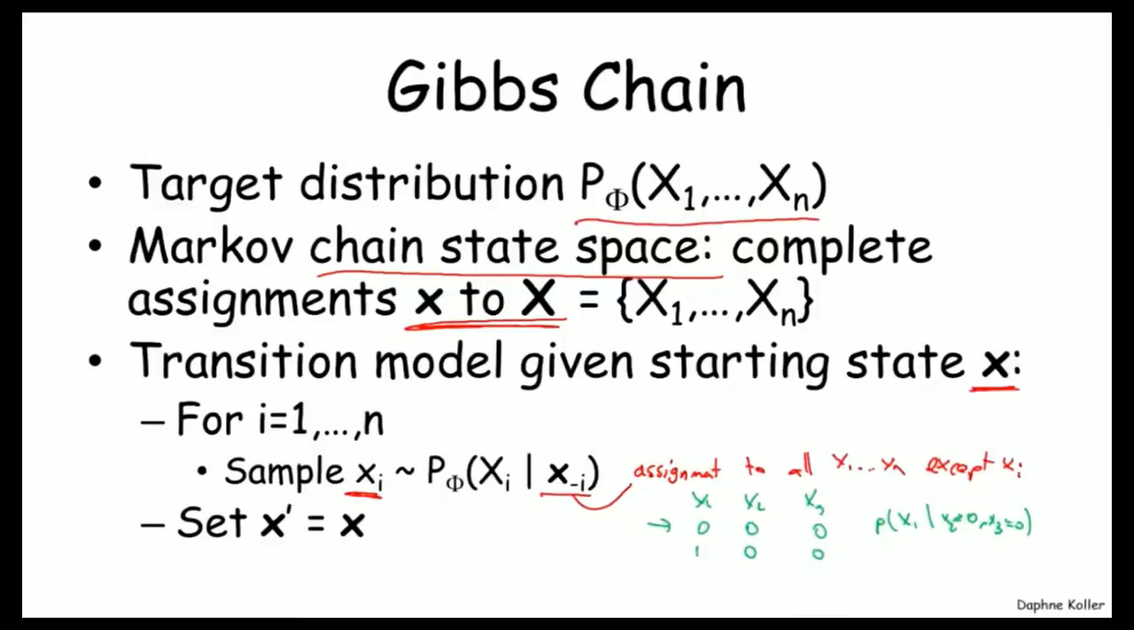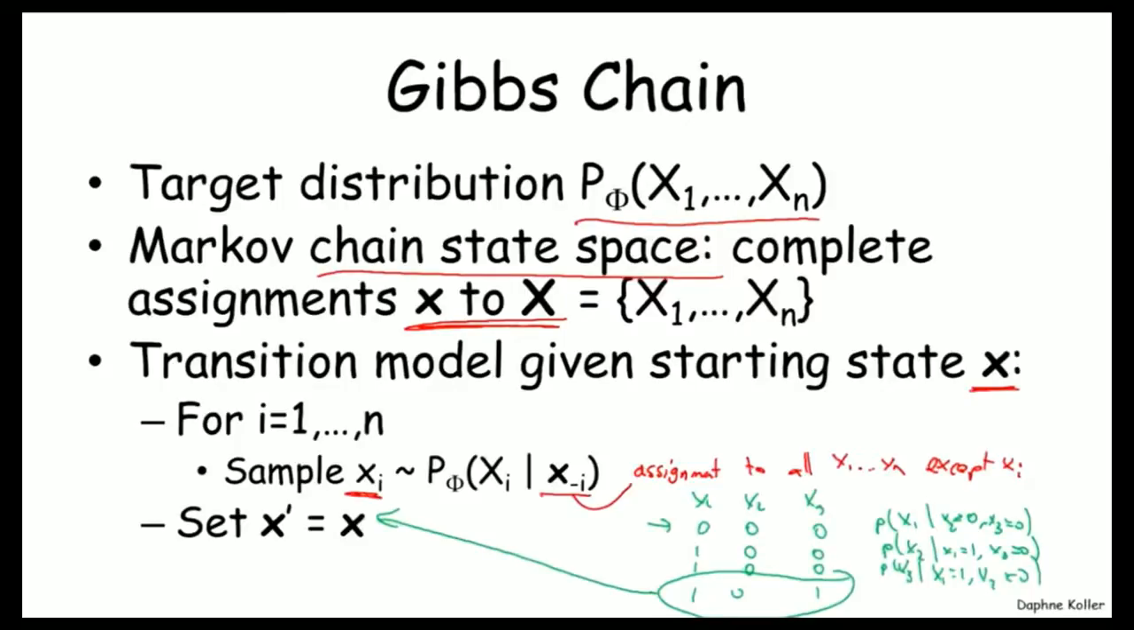The other two haven't changed yet. I now sample from p of x2 given x1 equals the new value 1 and x3 equals 0. And say that stays 0, because it could. And then I sample x3 from the probability of x3 given x1 equals 1 and x2 equals 0, and say that changes to the value 1. And so now this is my new assignment 101, which gets instantiated into x prime. That is a single step of the Gibbs chain.